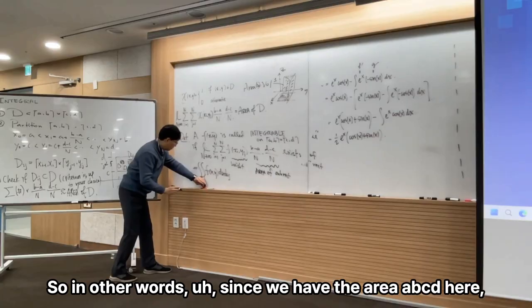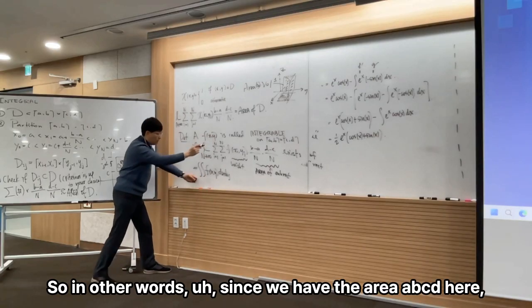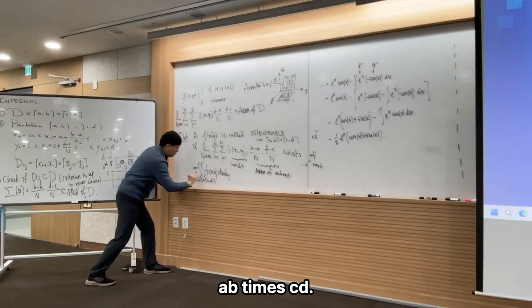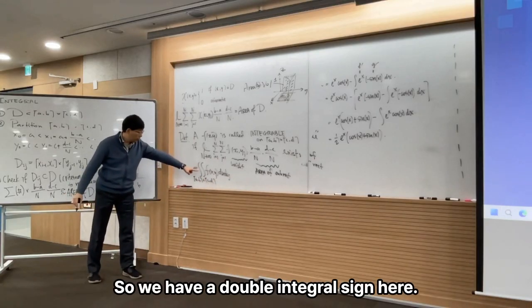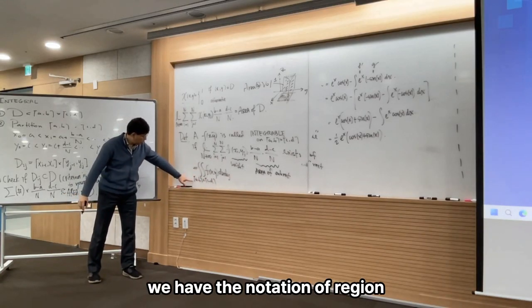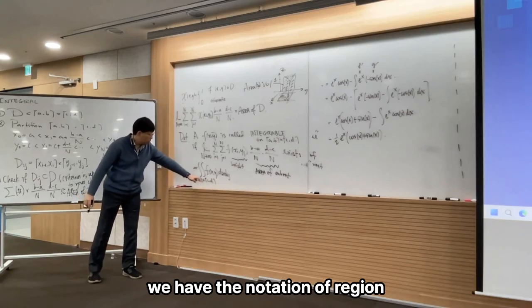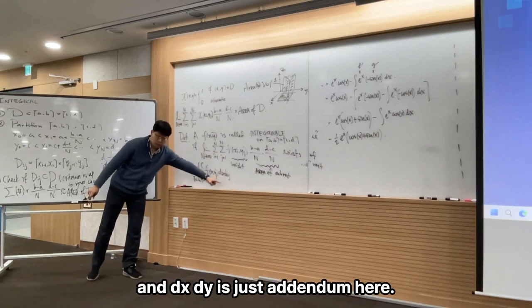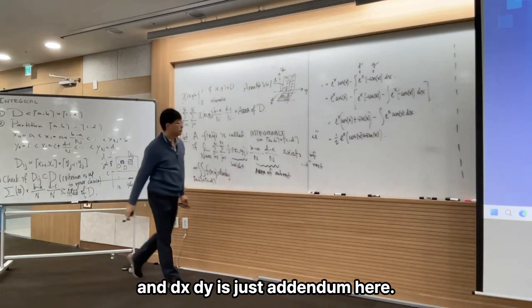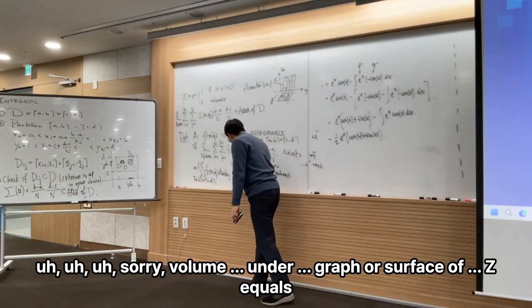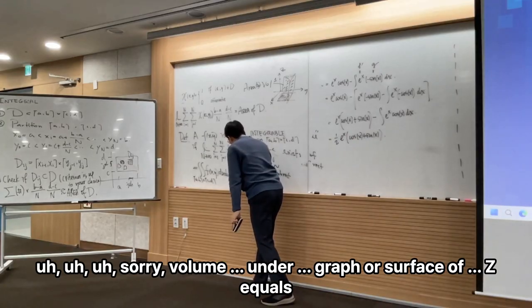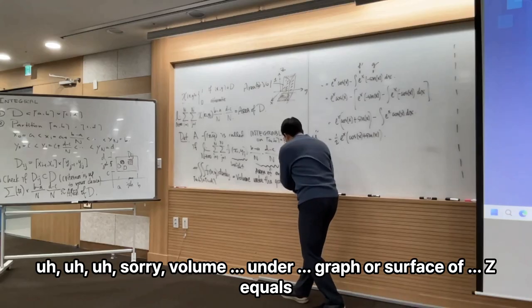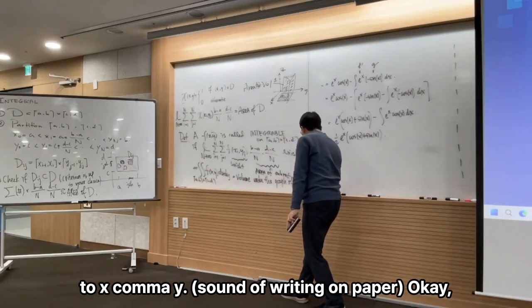So in other words, since we have the rectangle with sides from a to b and c to d, we have a double integral sign here, and below that sign we have the notation of the region that we are interested in, and we have an integrand which gives us the height, and dx dy is just the addendum here. And this is the volume under the graph or surface of z equals f(x, y).